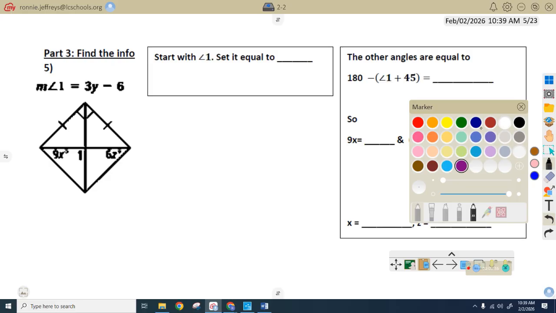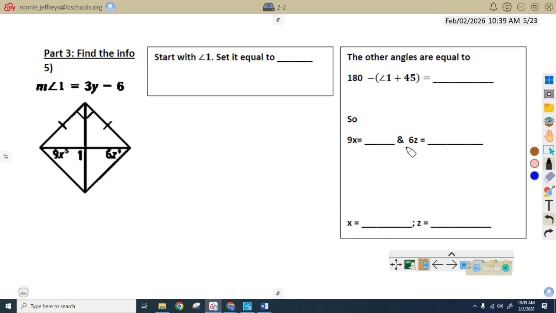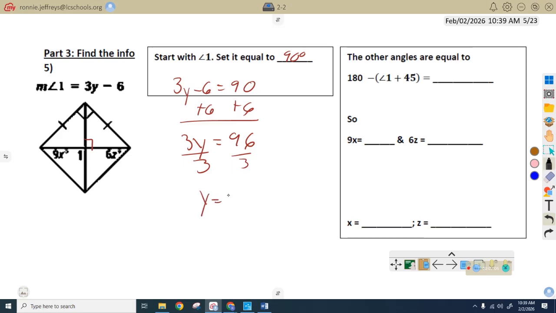So, on the back, okay, it says to start with angle 1. All right, set it equal to. Well, they intersect. It's equal to 90 degrees. So, 3y minus 6. So, add 6. 3y equals 96. So y equals 32.